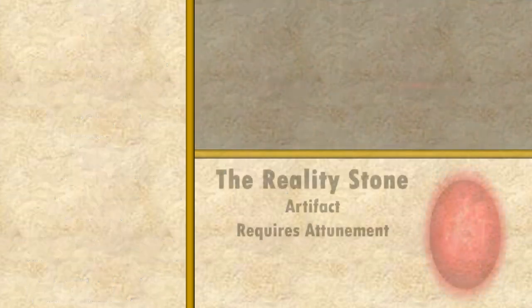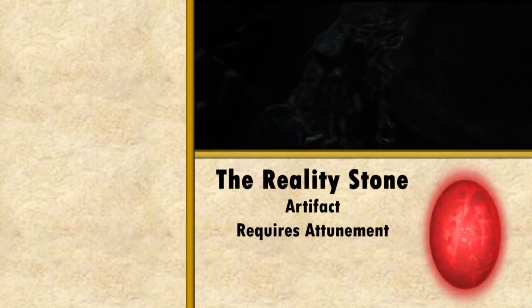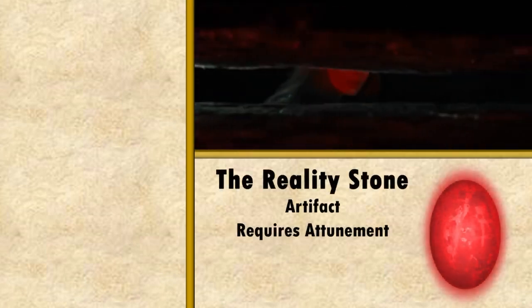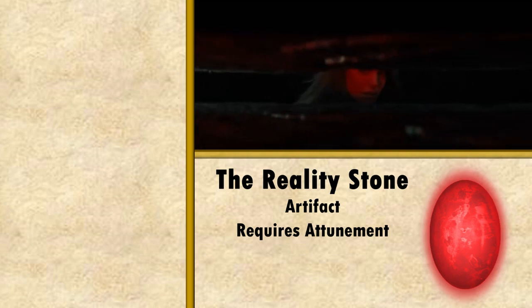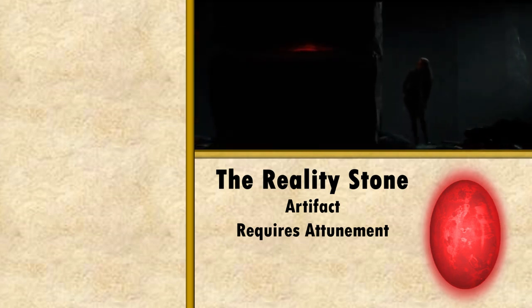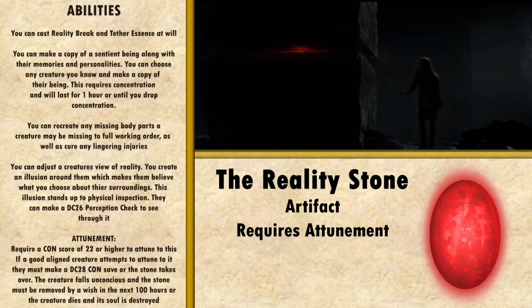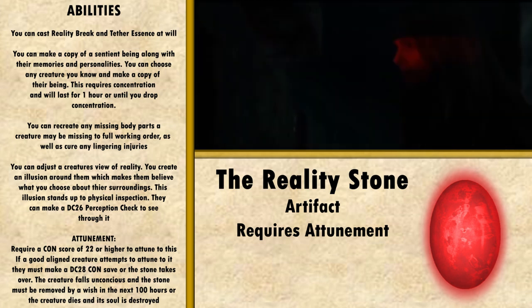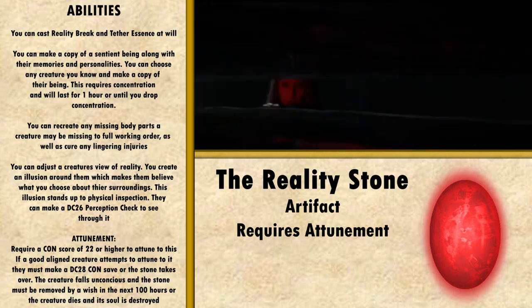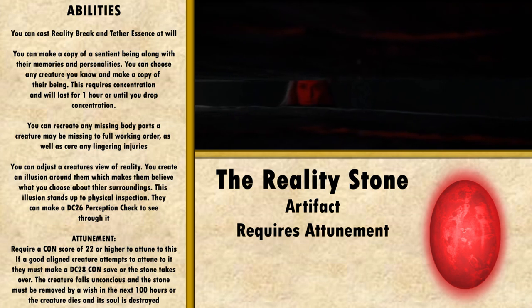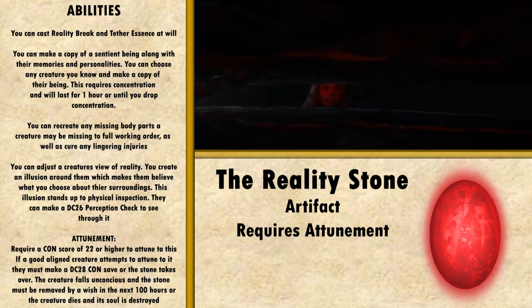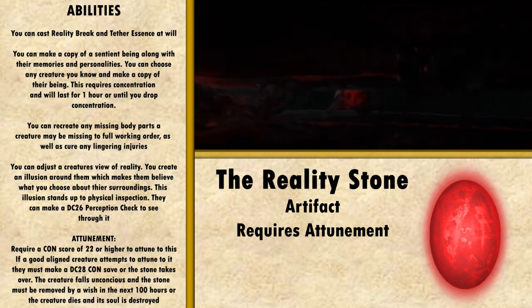The final stone of the 6 is the Reality Stone, seen for the first time in Thor: The Dark World. This is the only stone of the 6 to not originally be in solid form, instead in the Aether form. This artifact gives you the following abilities. Firstly, you can cast Reality Break and Tether Essence at will with a DC of 26.